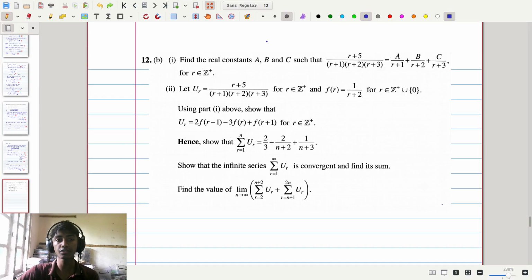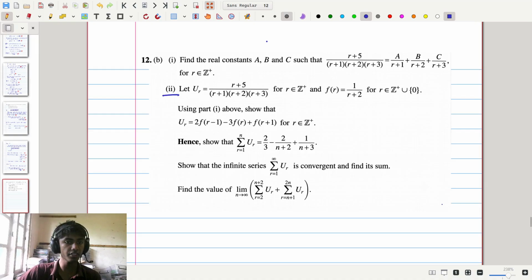The question says, first off, find the real constants a, b and c such that the expression (r + 5) divided by (r + 1)(r + 2)(r + 3) is equal to a divided by (r + 1) plus b divided by (r + 2) plus c divided by (r + 3) for all r elements of positive integers. So basically, break this expression into these three partial fractions.